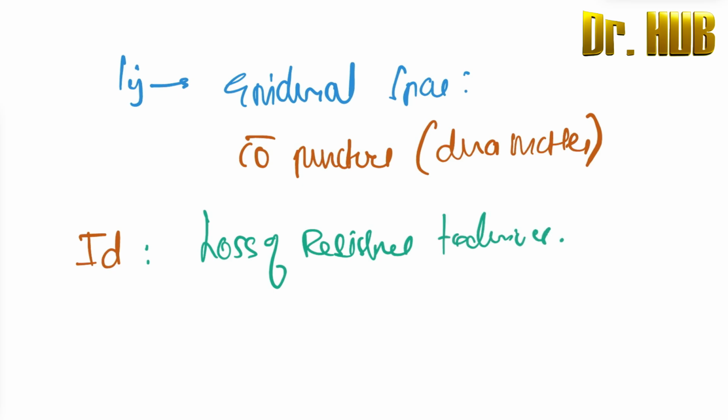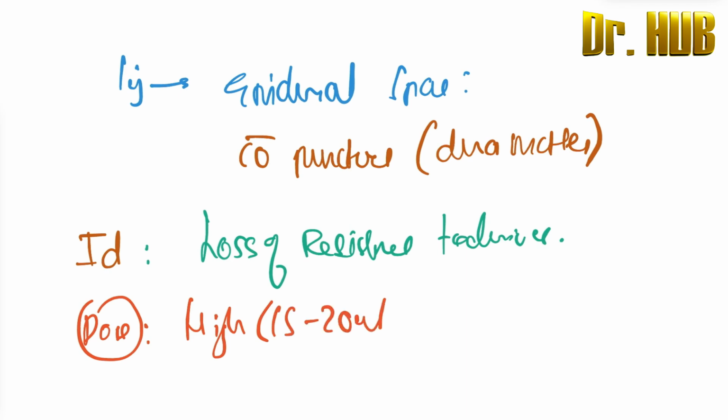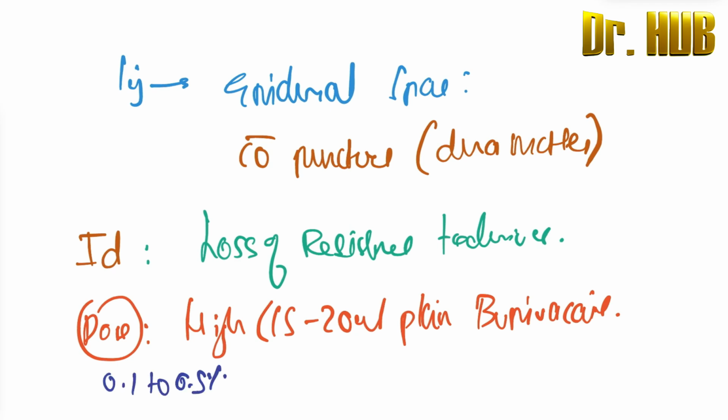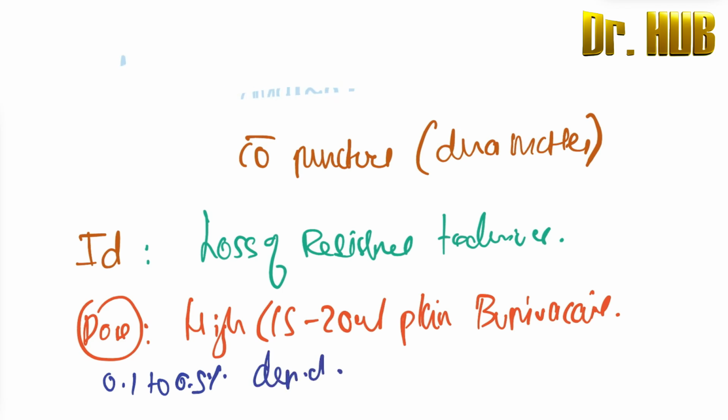Then how is the dose of the epidural anesthesia? The dose here will be high, that is 15 to 20 ml of plain bupivacaine, at 0.1 to 0.5% depending on the desired effect.